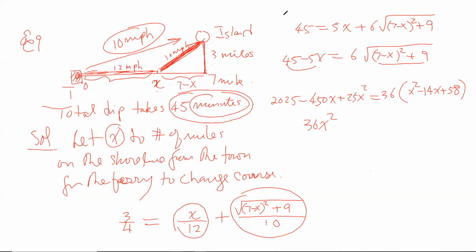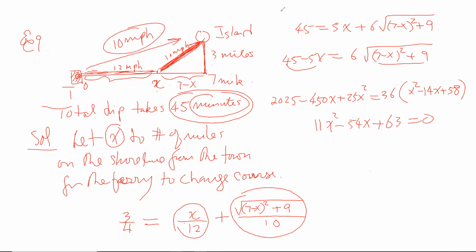Allow me to just give you the answer, okay? So you get 11x squared here, right? Then you get minus 54x plus 63 equals 0. Yes? And then what do we do?